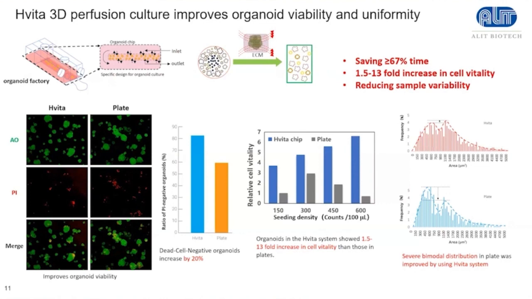And the areas of organoid bimodal distribution in this shown was greatly improved by using the HIVITA system, indicating it can greatly improve the consistency of organoid size distribution and ensure the reproducibility of downstream experiments.